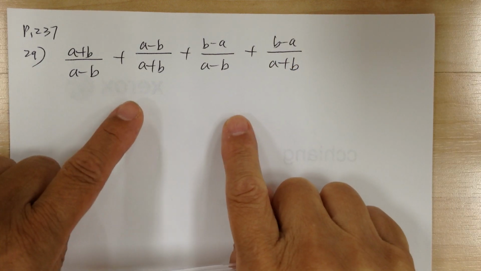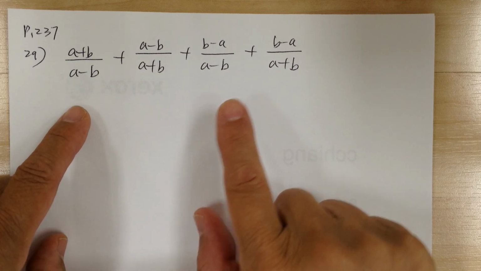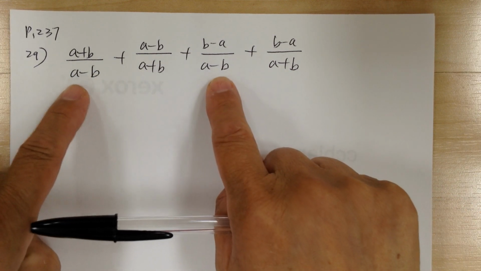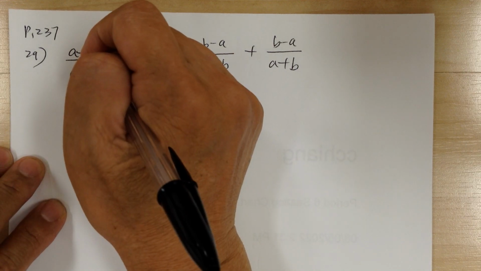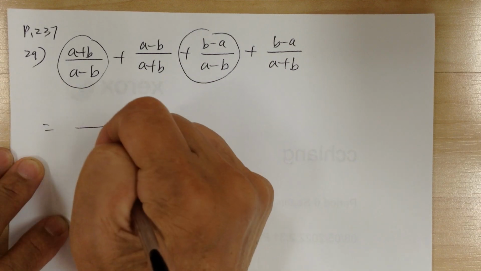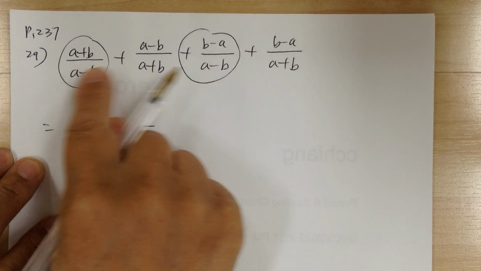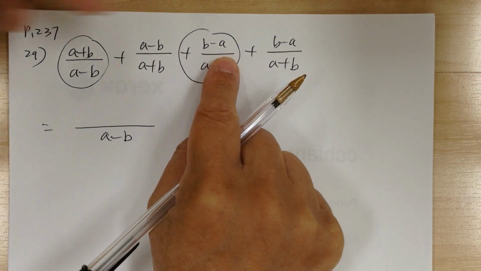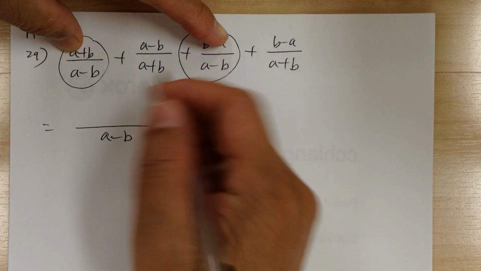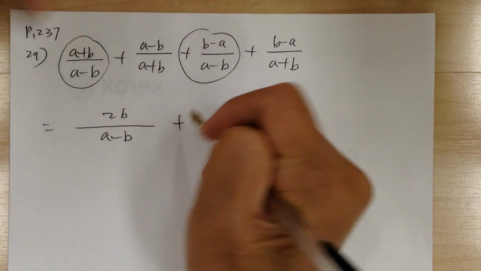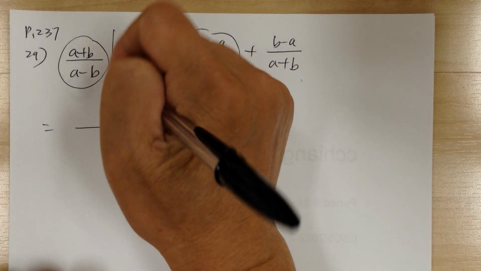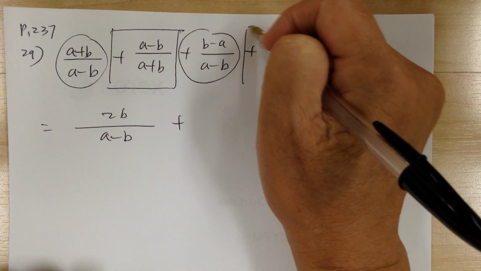Okay, so you've got two different denominators, but notice that you have these two and you have these two. So you can actually add these two together. Let's add these two together, combining the like terms first. When you add these, the a and minus a cancel out, and b plus b gives you 2b. So combine these two, and these two have the same denominator, so you can combine them.